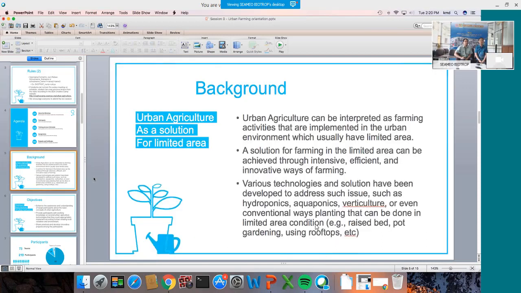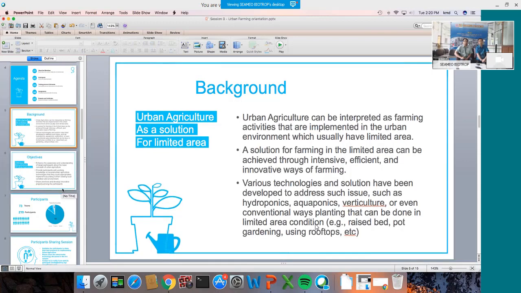Next slide, please. As a background, we would like to see urban agriculture as a solution for producing vegetables and other food commodities in a limited area. It is described as farming activities implemented in the urban environment, which usually has limited area. We know that in some schools you have limited areas and don't have much land to plant. But there are techniques you can learn to still practice urban agriculture. So you can still have farming even though your area is limited, through intensive, efficient, and innovative ways of farming.